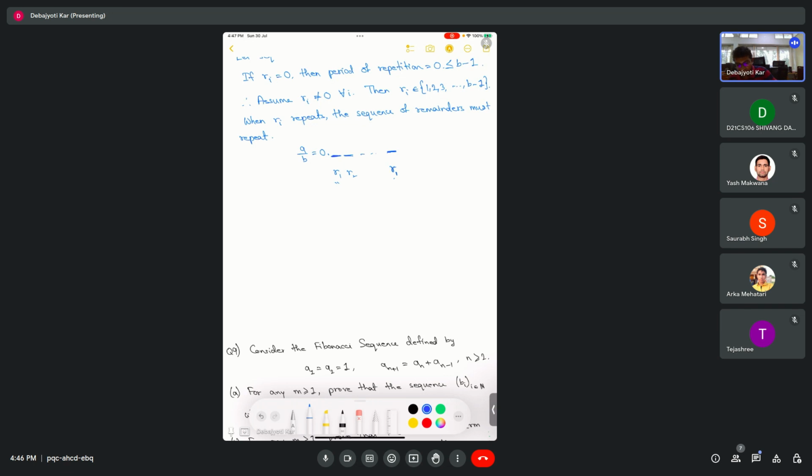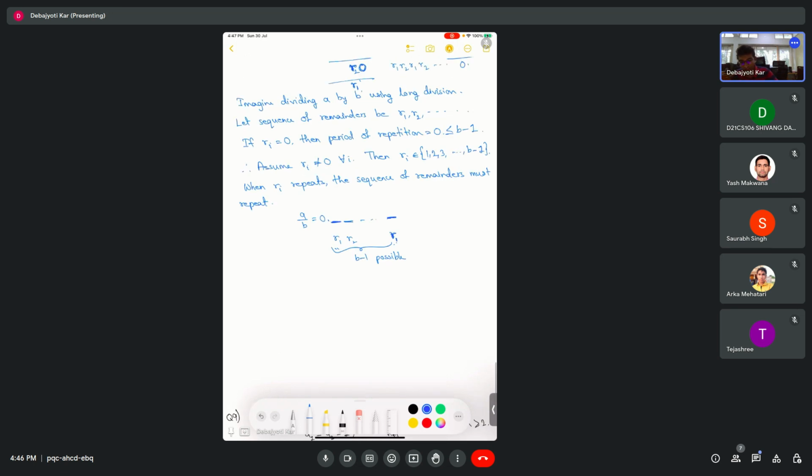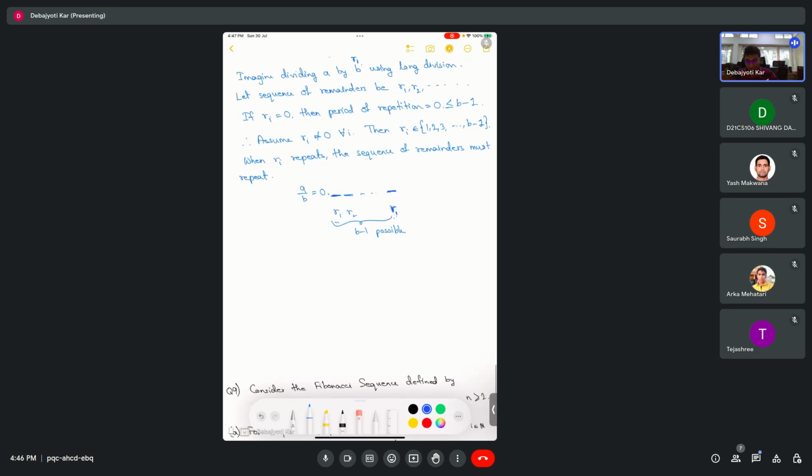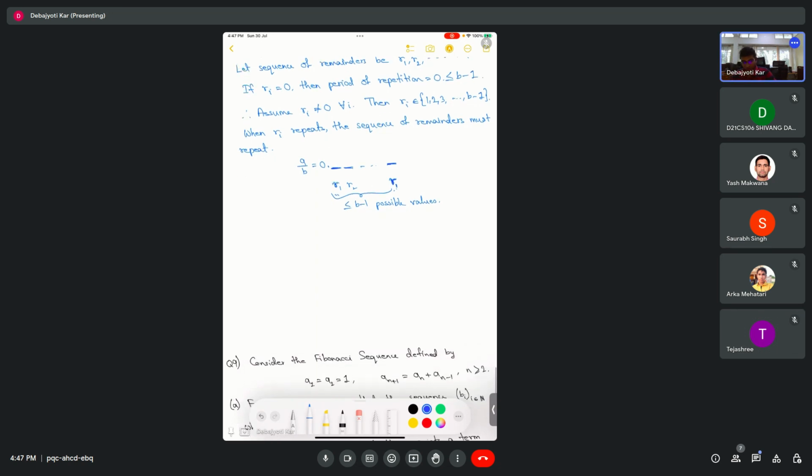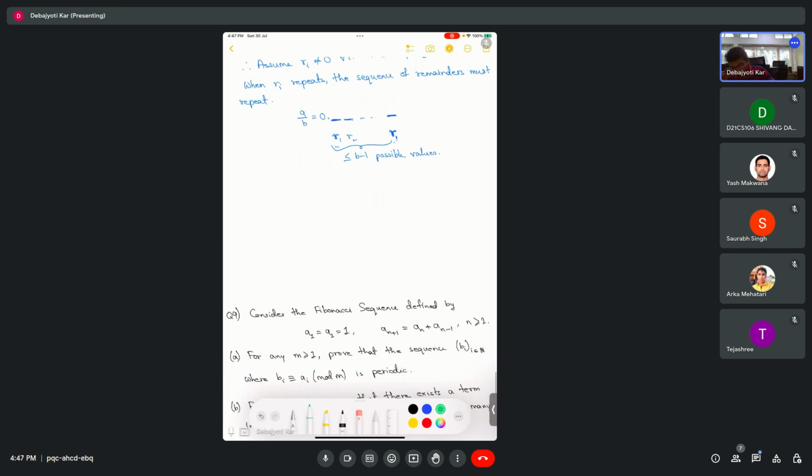But then what can be the maximum time after which R1 can repeat? There can be at most b minus 1 possible values, because all these Ri's must be from this set 1, 2, 3 up to b minus 1. So after at most b minus 1 things, R1 must repeat. But that is the value of what the remainder takes and not the number of times we have the remainder, right? So let me write that example again.